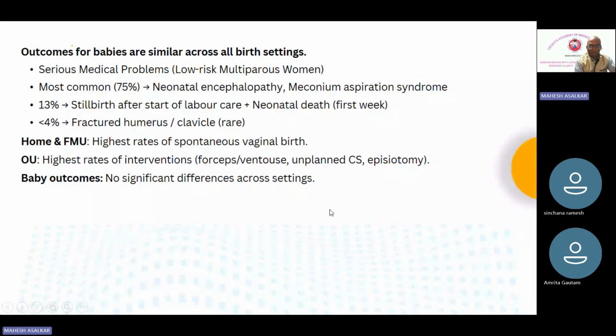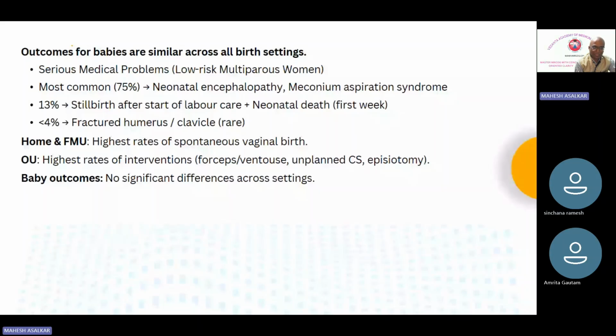So for low risk multiparous women, I hope all the information I have discussed from the table is very clear to you. If anything is asked, any sentence, this is true, that is true, select the right statement, you should be able to select. Is it clear to all of you?